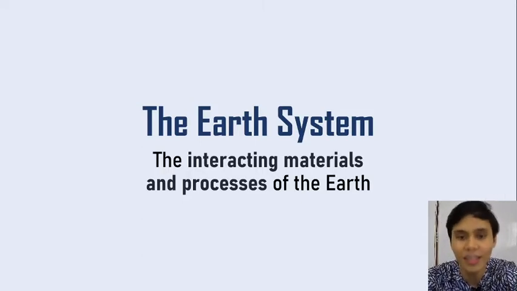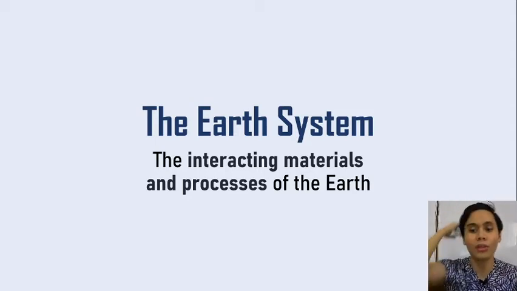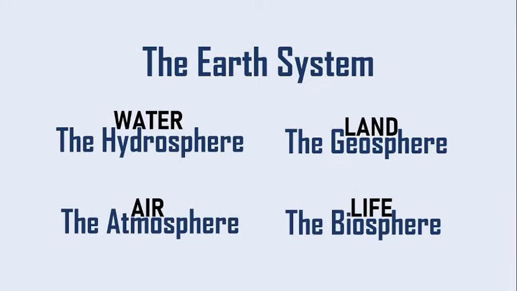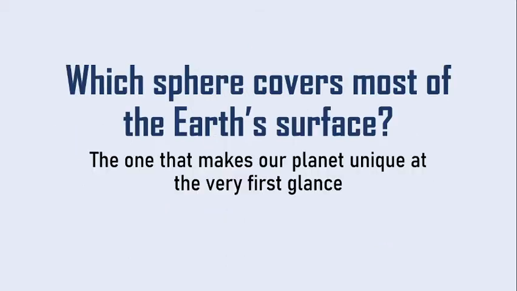So the Earth system is us trying to organize the Earth into 4 categories, 4 spheres. These 4 spheres are the hydrosphere, the geosphere, the atmosphere, and the biosphere. We're going to go through these one at a time.